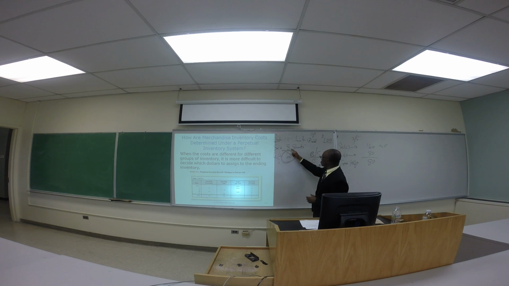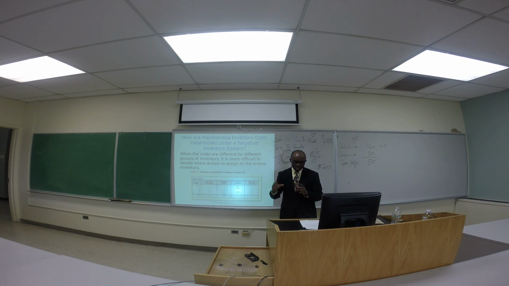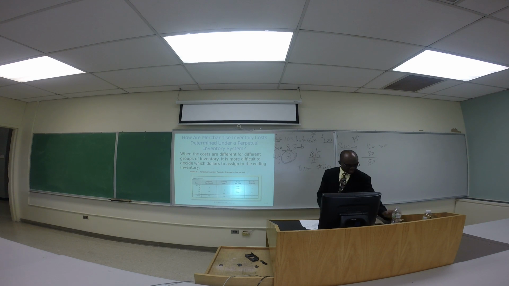And of course, cost of goods sold, like we explained, we sold 8. We paid $10 a unit. So the cost of the 8 units that we sold was $80. Now, here is the challenge. The challenge is if there is a change for different groups of inventory, it becomes more difficult to decide how much to assign to the ending inventory. So let me go ahead and give you a simple example here.